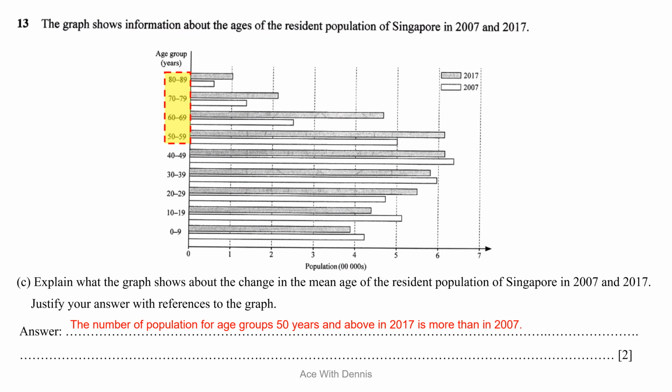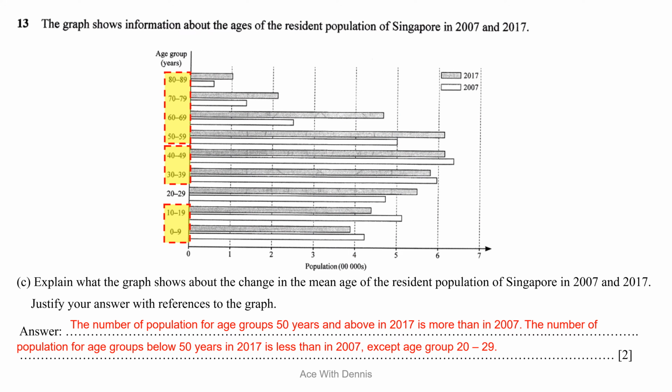Now we compare the younger age groups, which is below 50 years old, and we can see that the number of population for age groups below 50 years in 2017 is less than in 2007, except age group 20 to 29, as the white bars are longer than the gray bars. This shows the mean age of the resident population of Singapore increases from 2007 to 2017. Okay, so which means actually the population of Singapore is aging.